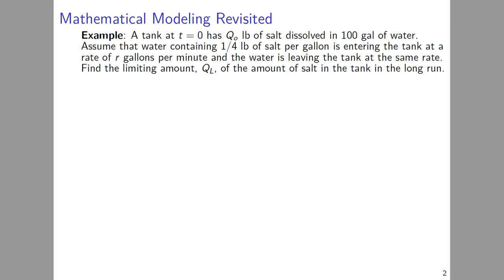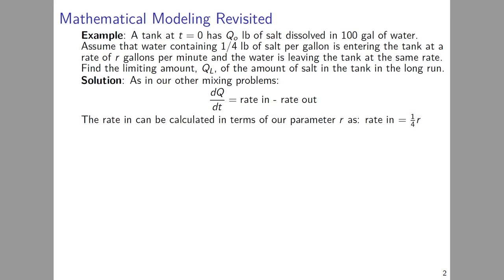To find the limiting amount QL, we want to know something about the function Q(t), which gives the amount of salt in the water. But the information we're given is about how the amount of salt is changing. So we want to set up a differential equation as we did in other mixing problems. We'll look at dQ/dt, the rate at which the salt is changing, by splitting it up into the rate at which salt is coming in minus the rate at which salt is going out.